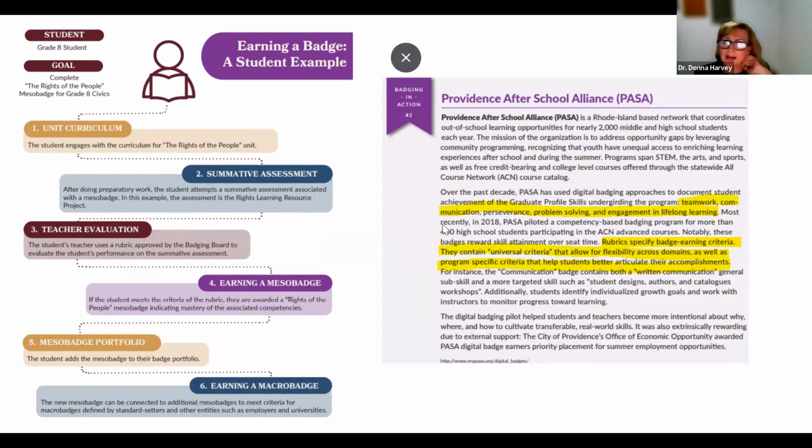It's already started over in Rhode Island schools, and they're giving an example here. And again, as you can see, same suite of employability skills that I was talking about: teamwork, communication, perseverance, problem solving, lifelong learning. And again, they're setting up rubrics to specify badge earning criteria, which is exactly what we've done at Beenleigh State High School.